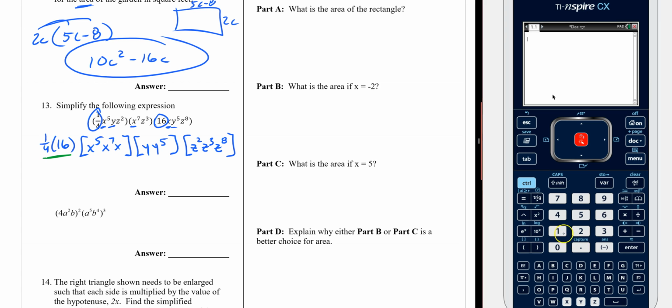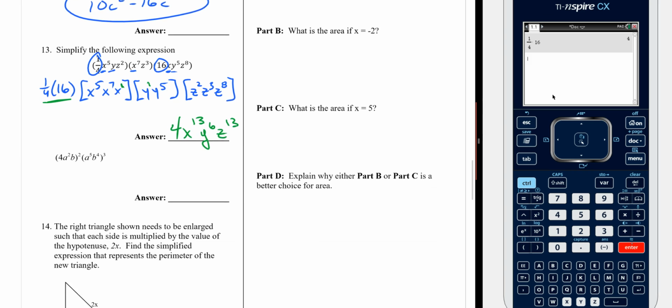You could do this in your head, but if you need to use the calculator, you're just going to do 1/4 times 16. Gives us 4. X to the fifth, x to the seventh, and x to the first. We're going to add the exponents, so we get x to the 13th. Same thing with the y's. I'm going to get y to the 6th and z to the 13th as well.